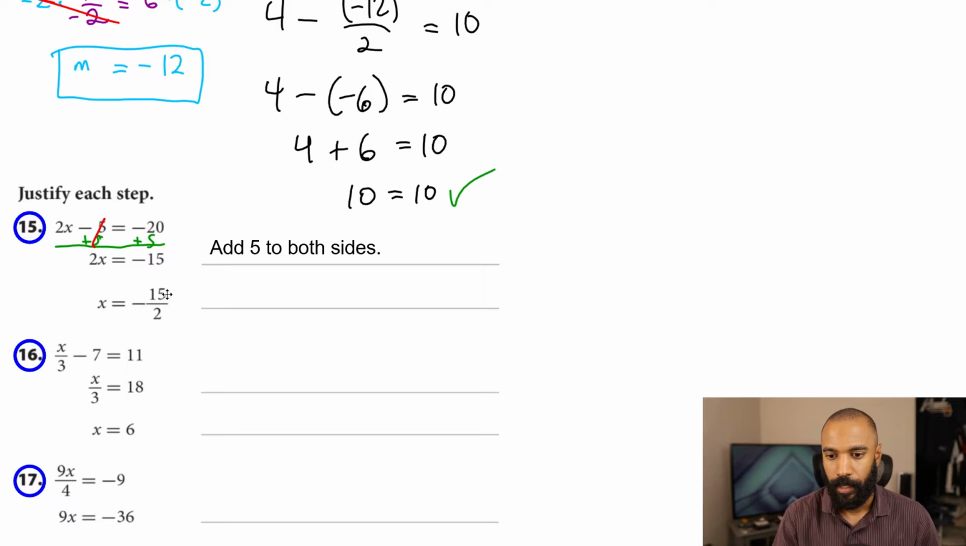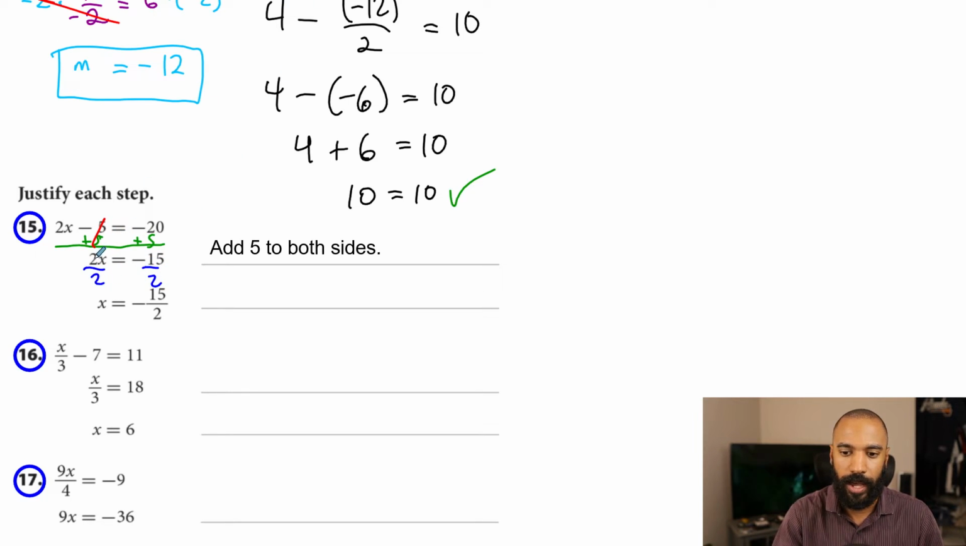Okay. Next one. 2x equals negative 15. 2 times the number is negative 15. So we divide by 2 to figure out what it is. We divide both sides by 2. We divide this side by 2 and this side by 2. And 2 divided by 2 is 1, and that leaves me with my 1x right here. Negative 15 divided by 2 is what's left here. They could write it as negative 7.5, but they don't.